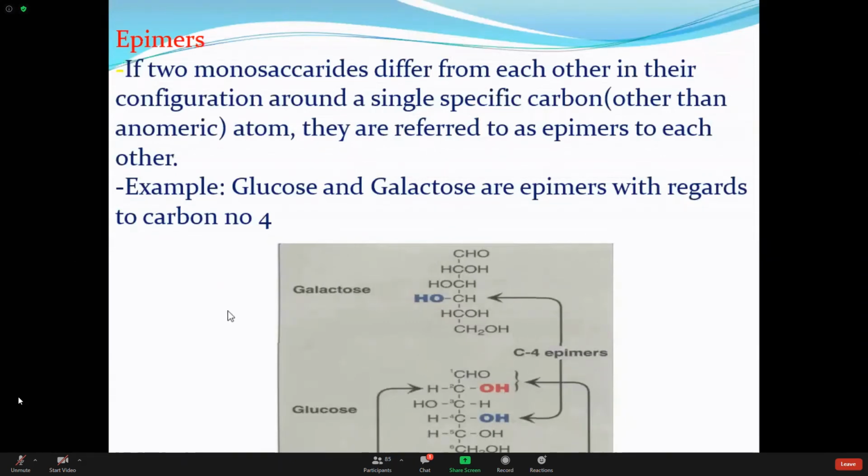Doctor, epimers mean symmetrical, but they differ in one carbon? Epimers are compounds that have a different configuration at one carbon. So one carbon differs, and the rest of the things between the two molecules are the same. Only the difference is in regard to one carbon atom. Am I clear? Yes.